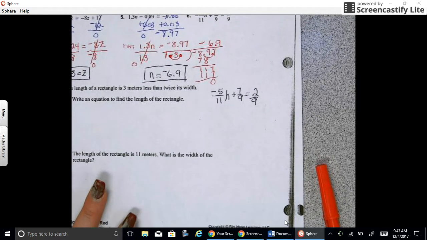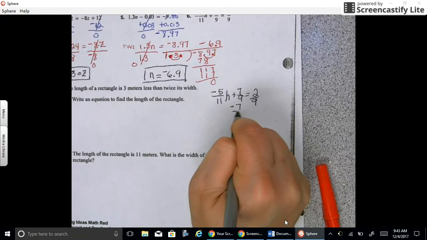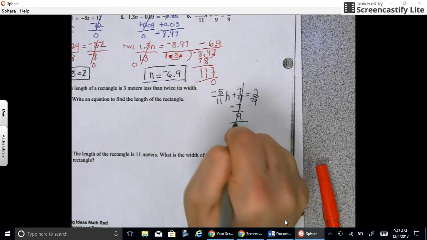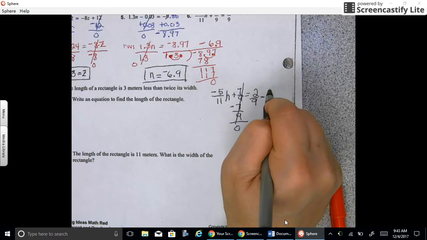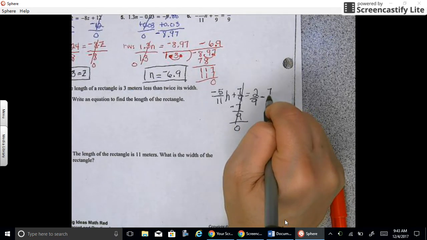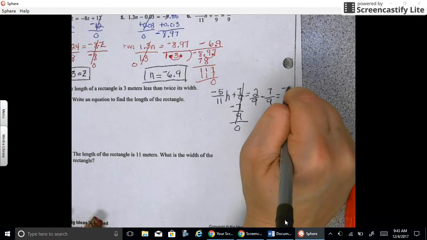So let's look at that problem. I want to get the variable, which is the h, alone on one side of the equal sign at the end of the problem. So I need to move the other number first, which is the 7/9. Because it is a positive number, I'm going to use a negative 7/9 to cancel it out, right? And that will cancel to 0. So now I'm going to come here, and I'm going to say 2/9 minus 7/9 equals what? What's 2 minus 7? Negative 5, right? Negative 5/9.